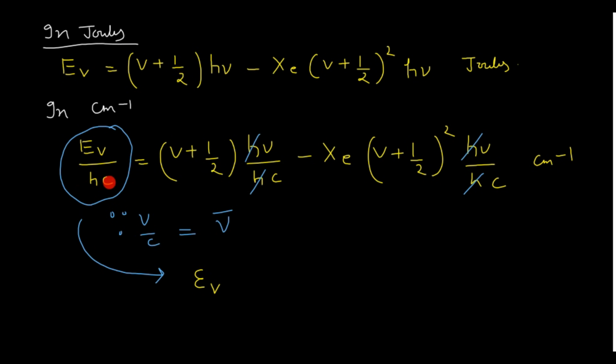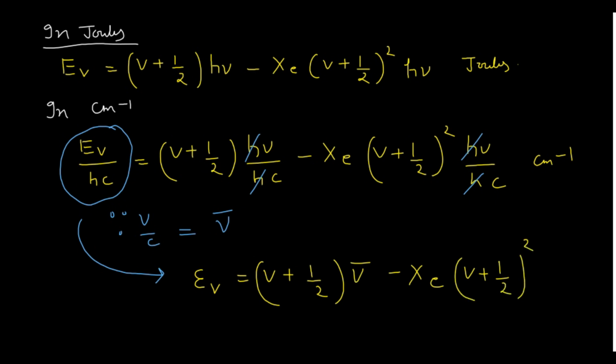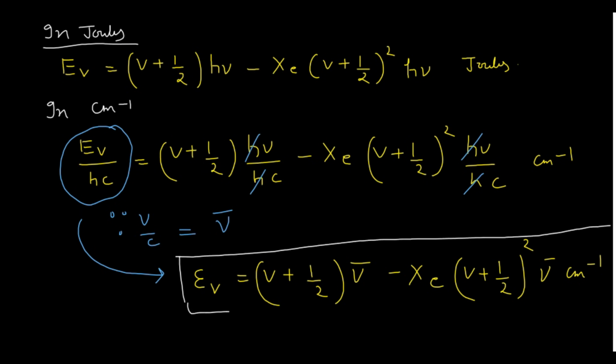Okay, and this will give you the equation like that: epsilon v equals (v plus half) nu bar, minus xe (v plus half) squared nu bar, in centimeter inverse. Okay, this equation is very, very important for you, right? Why is this equation very, very important?